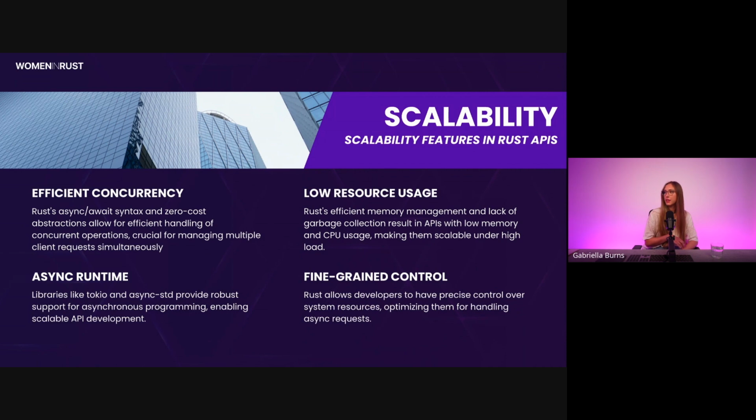Async runtime is another key factor here. So libraries like Tokio and async-std provide robust support for async programming, and that enables scalable API development. The low resource usage is also a key factor here. The efficient memory management and lack of garbage collection result in APIs with low memory and CPU usage. That makes them scalable under a high load.